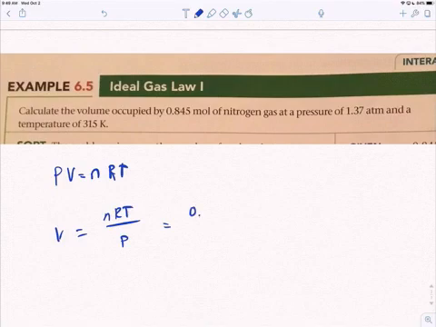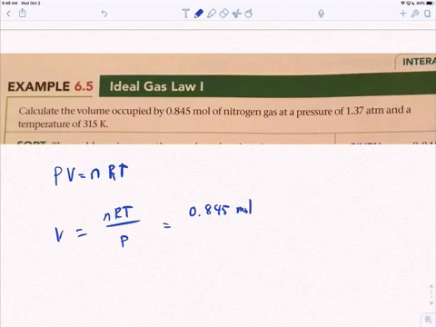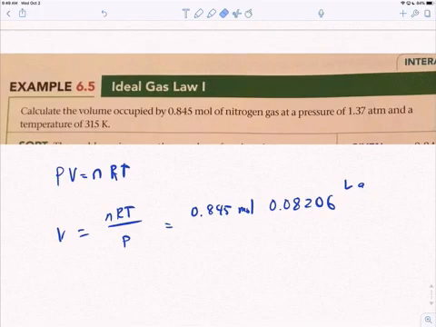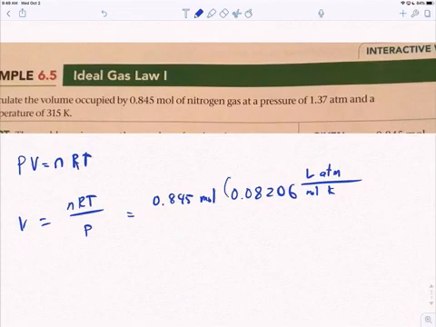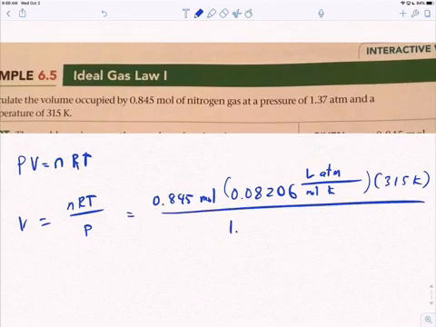So we have 0.845 moles of gas. R is 0.08206 liter atmospheres per mole Kelvin. Jeez, I can't even spell the abbreviation for atmospheres. Temperature 315, over pressure 1.37 atmospheres.